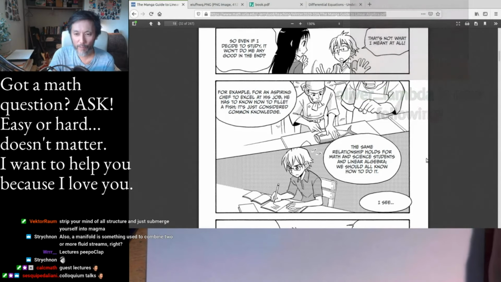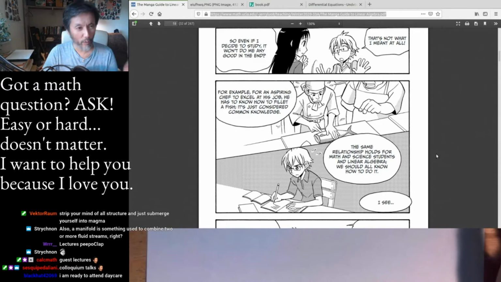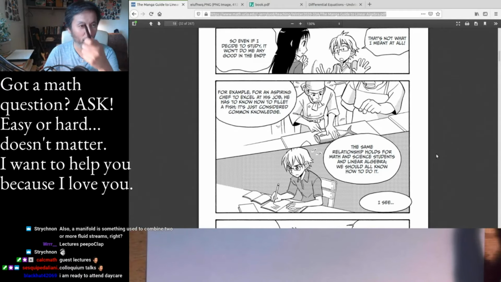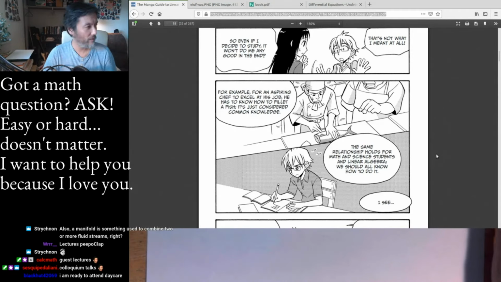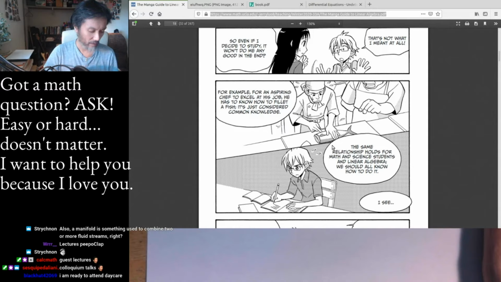Wait, let's read this manga. Oh, also, manifolds use something to combine two or more fluid streams. I don't know anything about fluids. I know nothing about fluids, okay? Going on record. I know nothing about fluids. So don't try. Never mind.